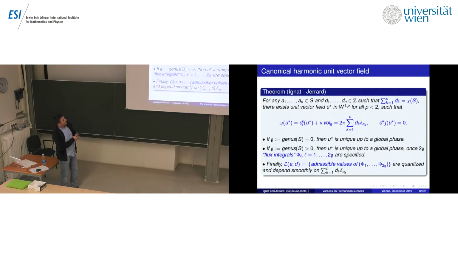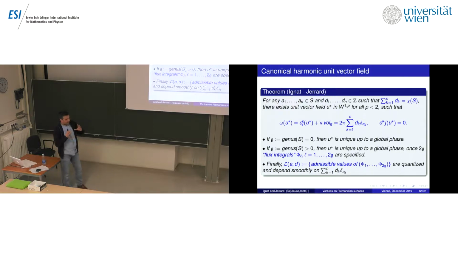Okay? Then there exists a unit vector field that satisfies, if you want, the equivalent of these two equations, provided that some conditions that come from the topology are fulfilled. The first one, like in the first equation there, is that the vorticity is given exactly by those points. And then, as I said, this adjoint operator, that you should think in R2 like divergence, is 0.